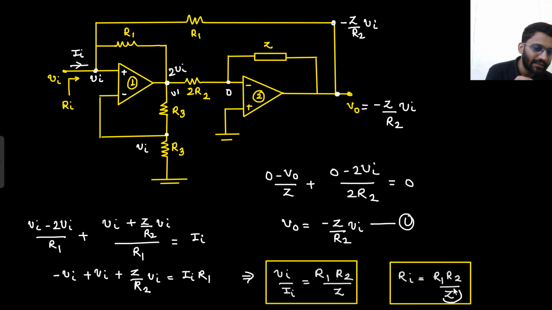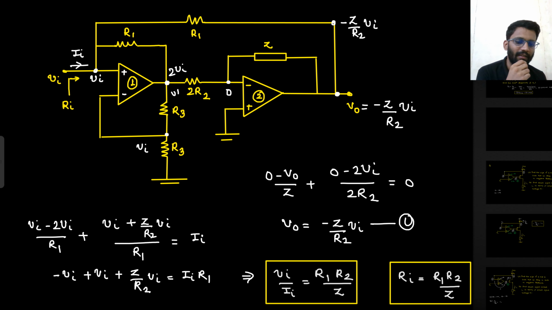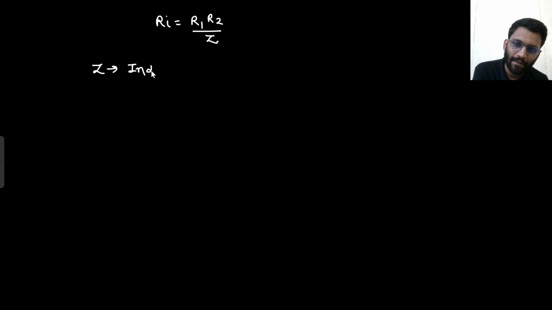So if your Z is an inductor, what will be your R in? So my R in is becoming R1 R2 by Z. If my Z is an inductor, then my Z would be j omega L, right? So R in is R1 R2 divided by j omega L.